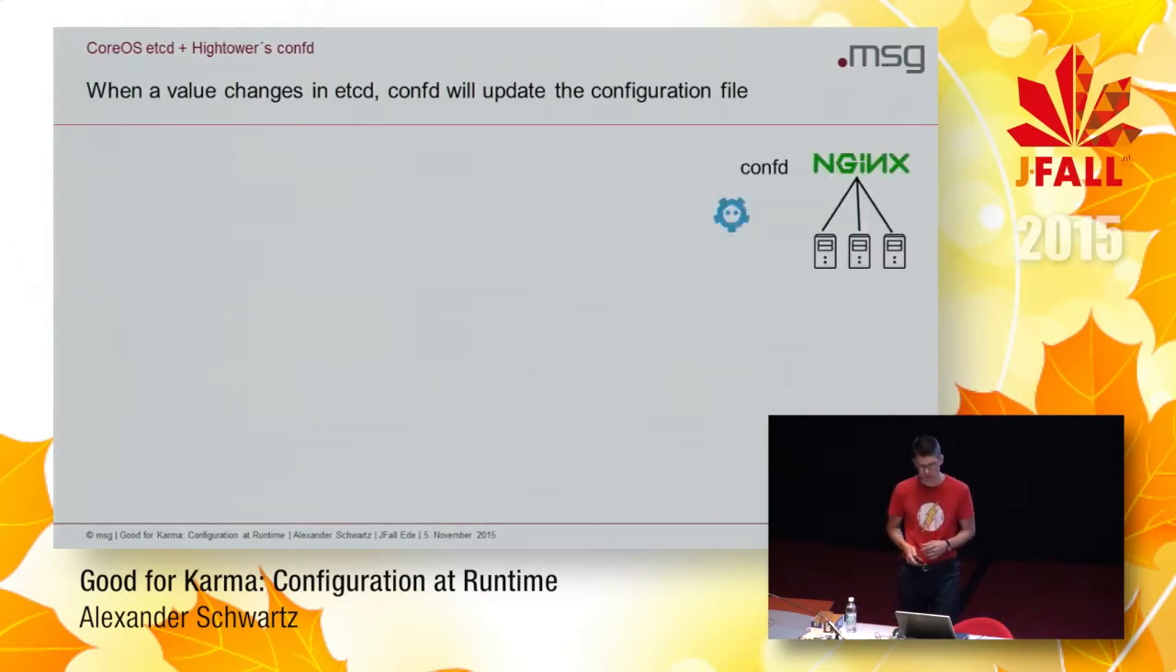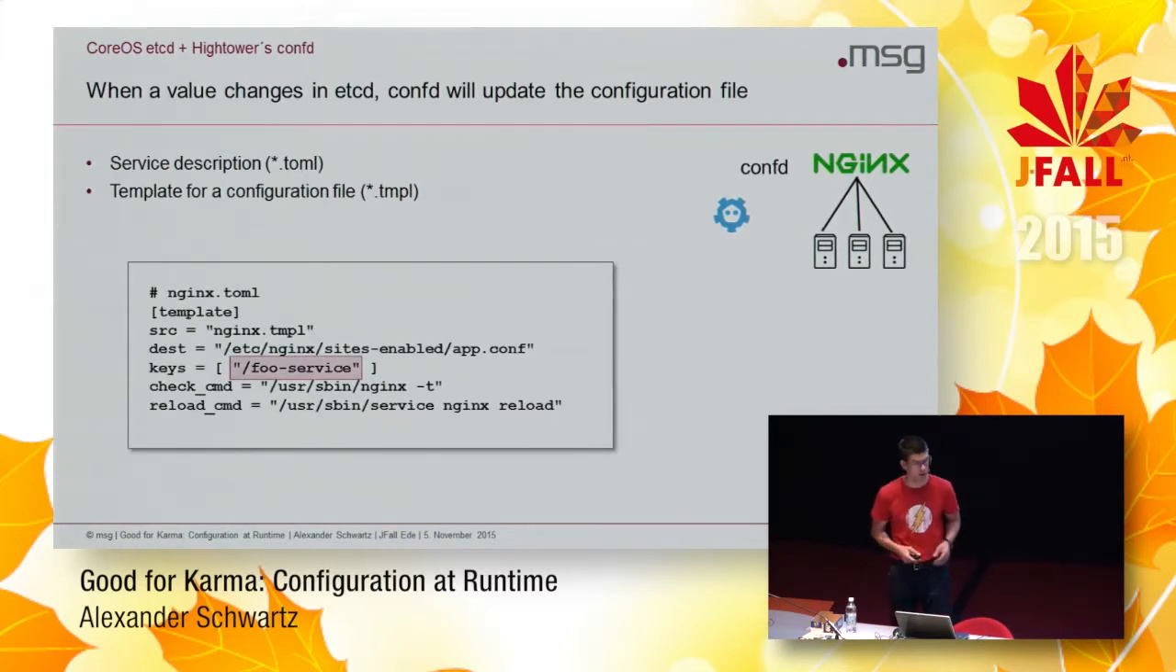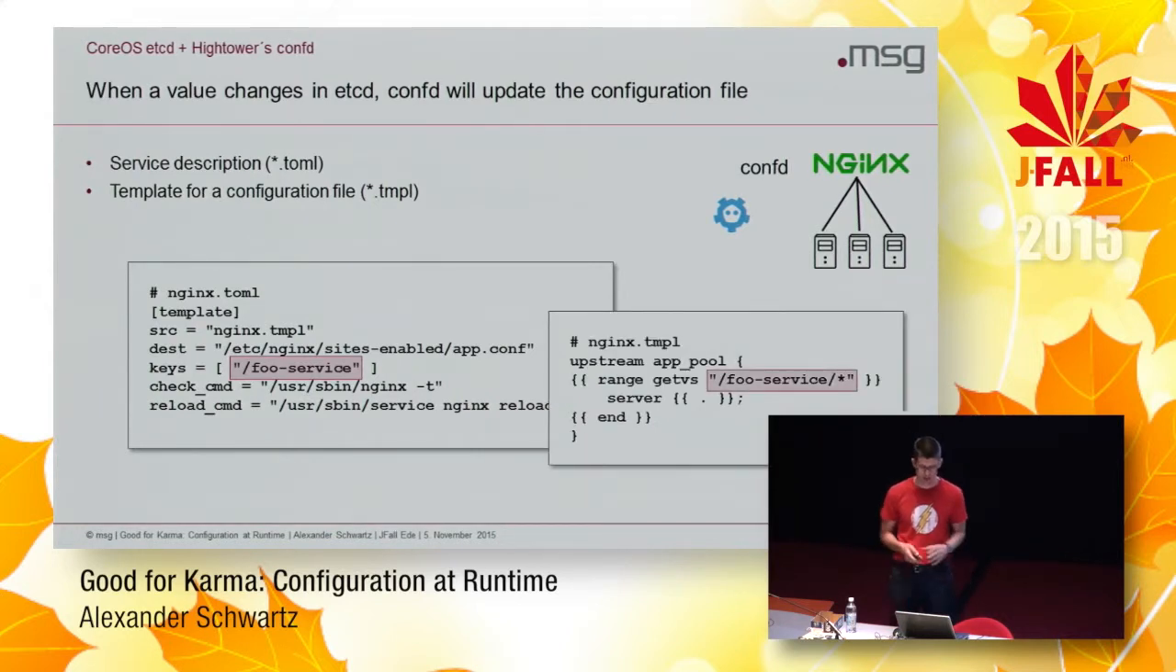All right, so how does that look on a command line or a configuration file level? You provide a service description here, like a template, and a template for a configuration file that look like this. Basically, that's the information confd needs to find out where to find the template, where to write the configuration to, how to restart the service, and what keys to watch in etcd. And well, then you also need the template. This way, you can rewrite configuration files based on changes that happen in etcd.